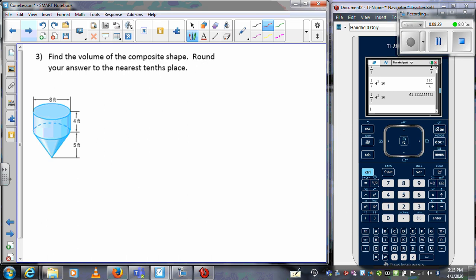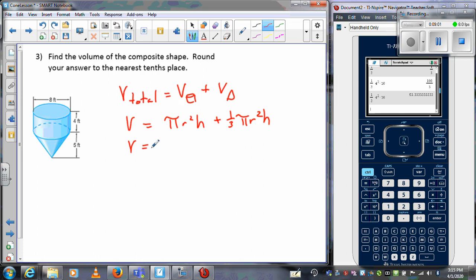Find the volume of the composite shape and round your answer to the nearest tens place. Okay, well this is wonderful because we have the volume of the total. And essentially what we're going to do here is take the cylinder and add the cone. Okay? So volume is equal to, now the cylinder is pi r squared h, and the cone is 1/3 pi r squared h. Okay, let's talk about the cylinder first.